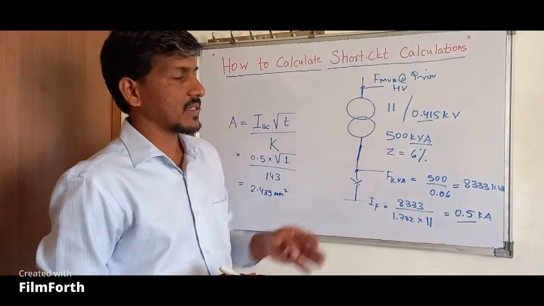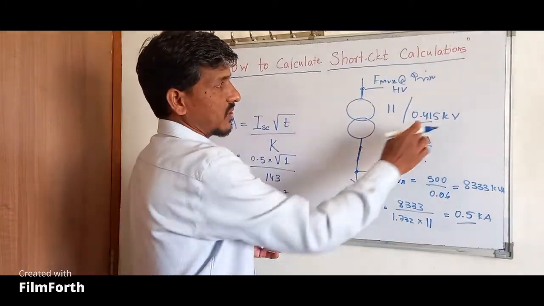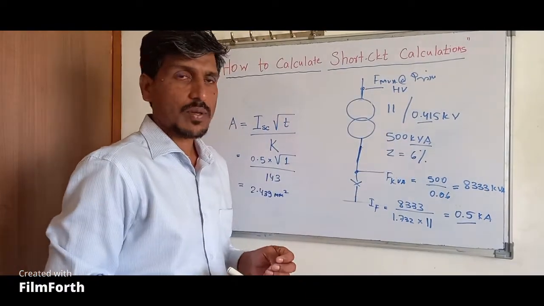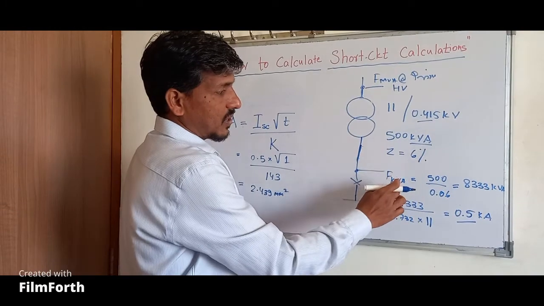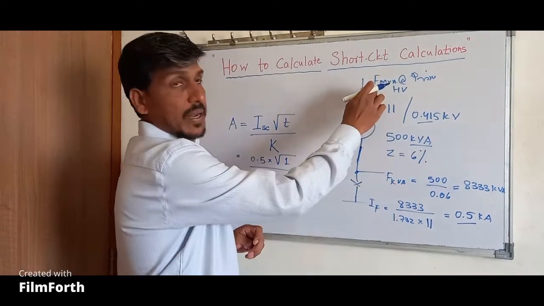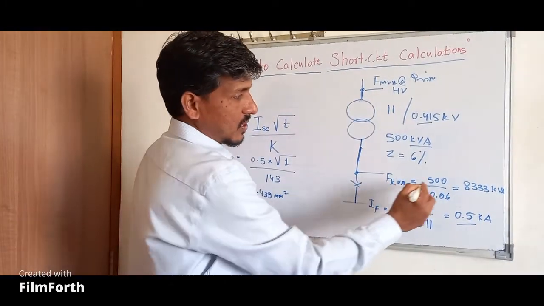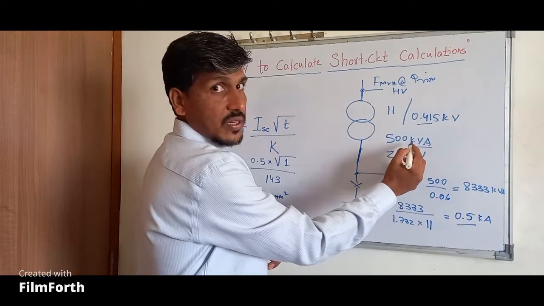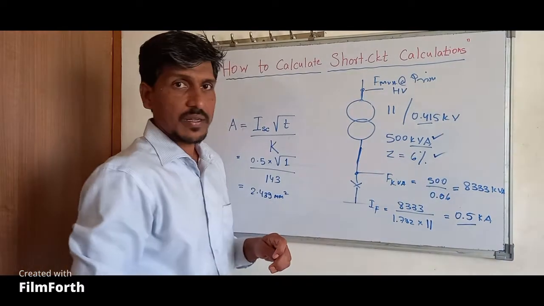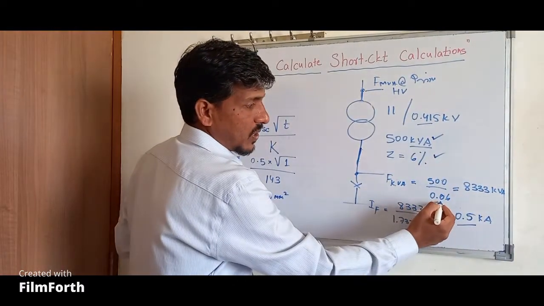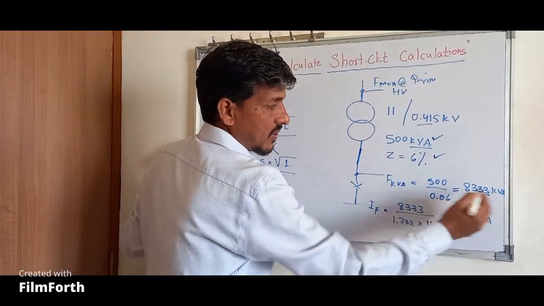Let's take one example of an 11 by 0.415 kV, 500 kVA transformer. We will be calculating the fault kVA at the primary side of the transformer. We have two values, that is 500 kVA and a percentage impedance of 6%. So 500 kVA divided by 0.06 will give you 8333 kVA.